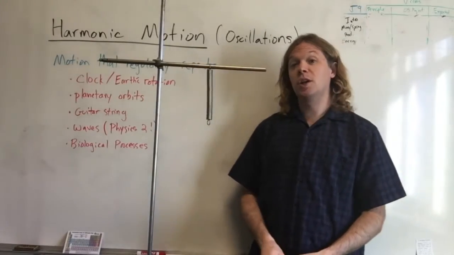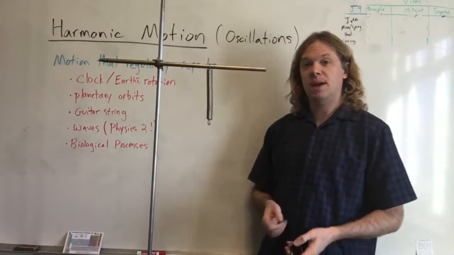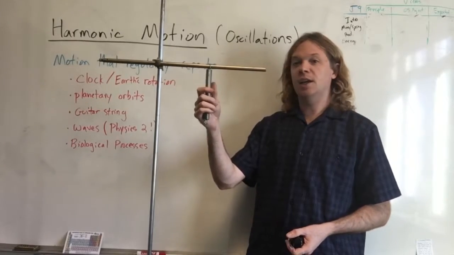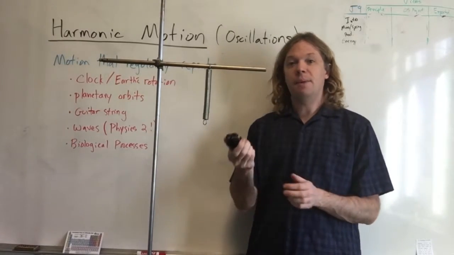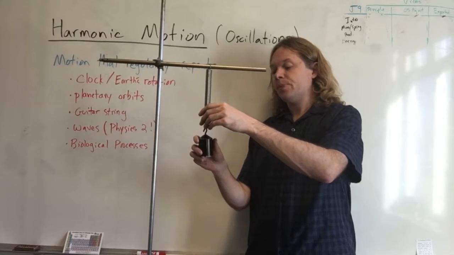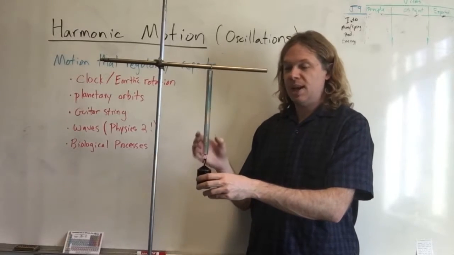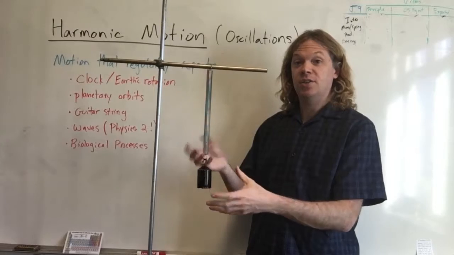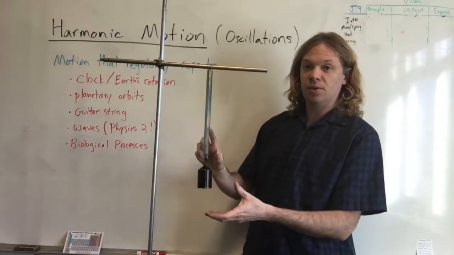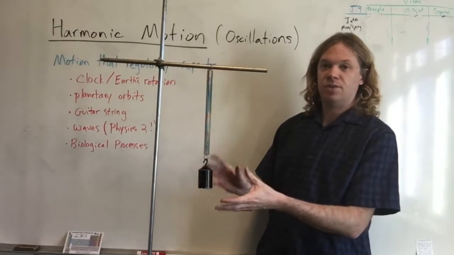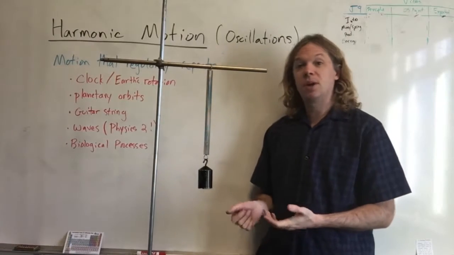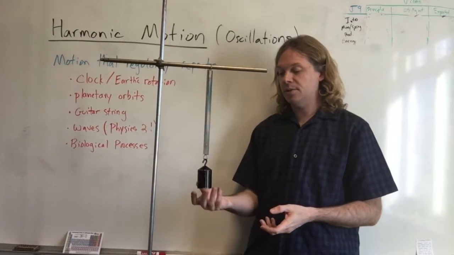So the key model that we're going to use to study harmonic motion is a mass on a spring. So I have a spring here hanging vertically from a metal bar. I'm going to hang a 5 kilogram mass off of it. So the gravitational force of the mass pulls on the spring. The spring stretches to compensate for that until the spring force is equal to the gravitational force, and the mass just hangs there.